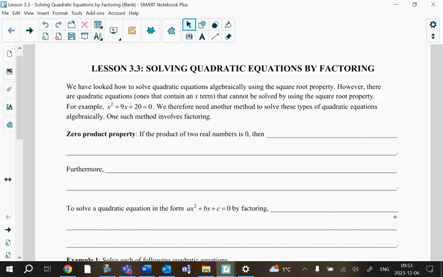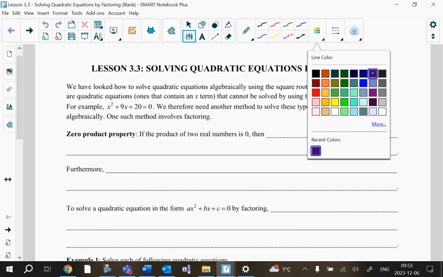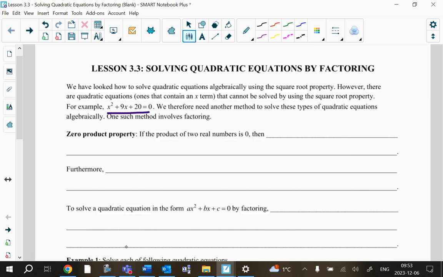Sometimes they have three terms, like this example that you see here. We can't just put the 9x and the 20 over to the other side and take the positive and negative square root, because we'd still have an x over here. It wouldn't make any sense. We wouldn't get a numerical answer. So we need a different method, and we use factoring.